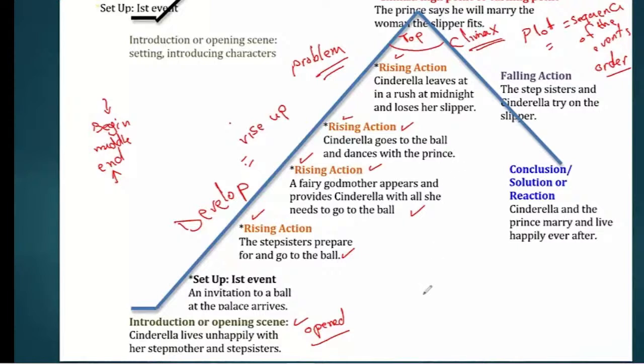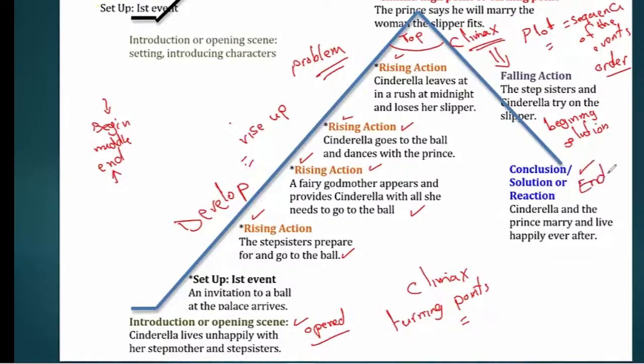Let's define what the climax is for people who don't know. The climax means the turning point of the events. After this climax, after the turning point, your events should fall down, which means here is the beginning of the solution. And the conclusion here means the ending of your story. So very simply, your story should follow a five-stage structure.